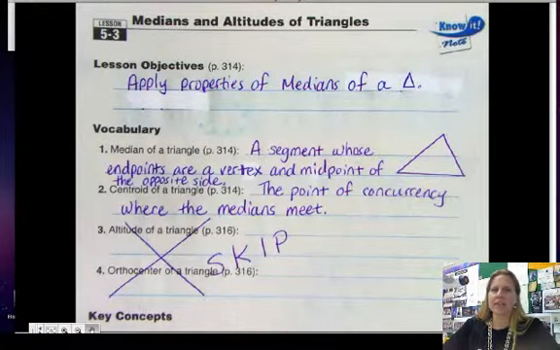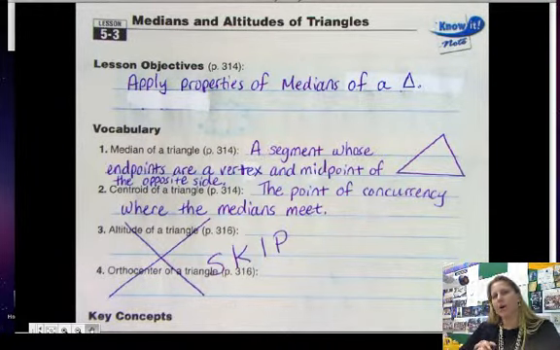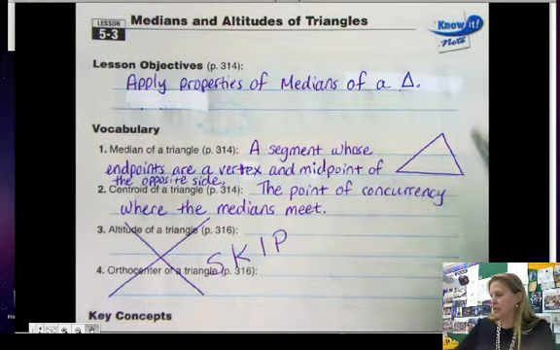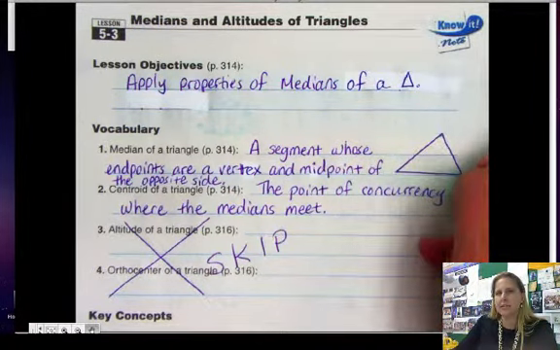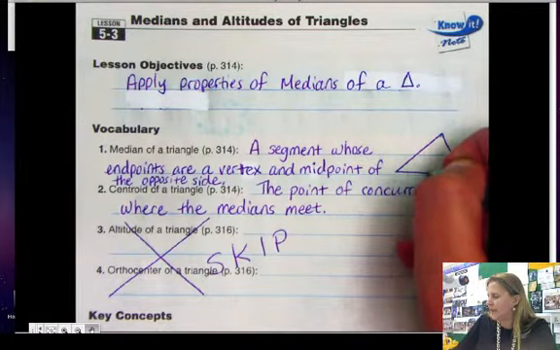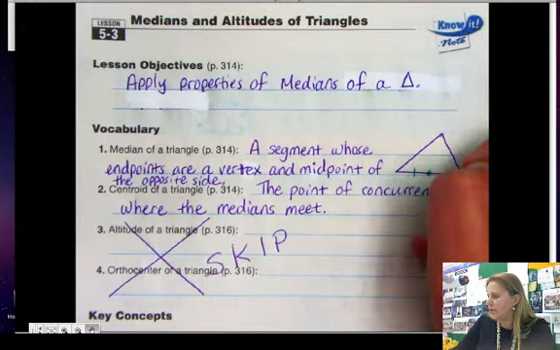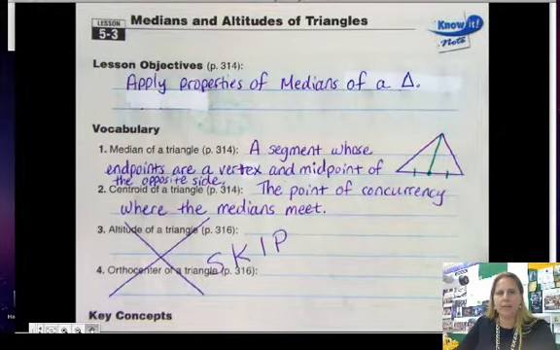All right, so this is lesson 5-3, medians and altitudes of triangles. We're going to apply properties of medians of a triangle. So a median of a triangle is a segment whose endpoints are at the vertex of the triangle. So here's a vertex, and here's a vertex, and here's a vertex, and at the midpoint of the opposite sides. So if we found the midpoint here, so those two are equal, then this would be my median. That is a median there in green.